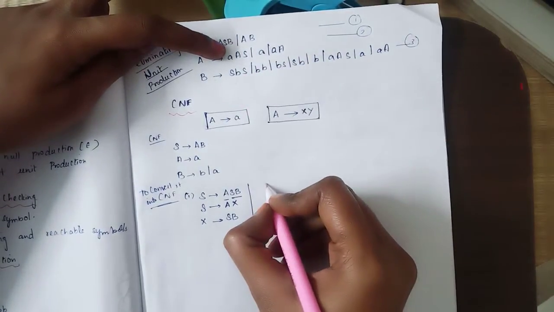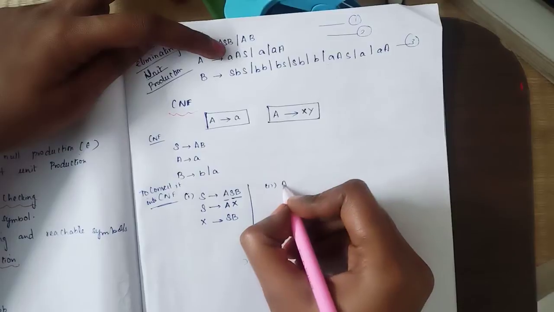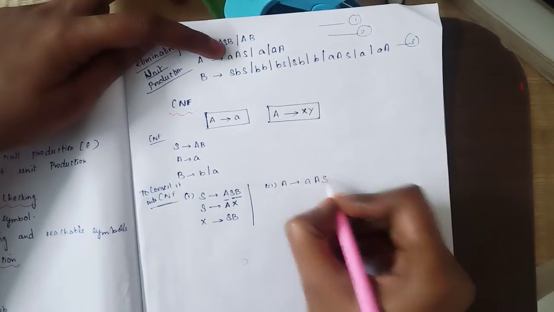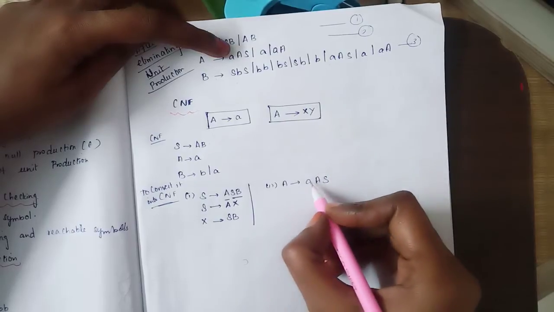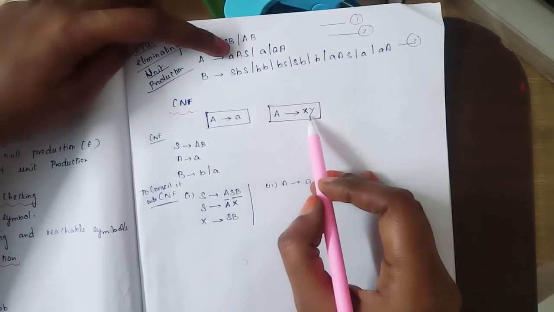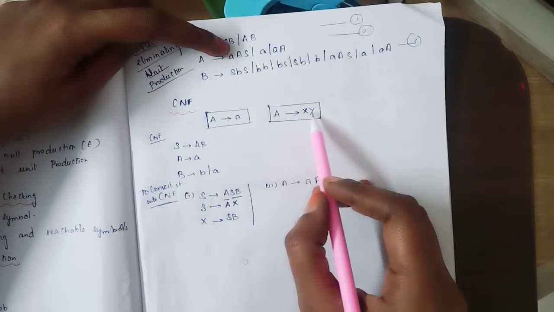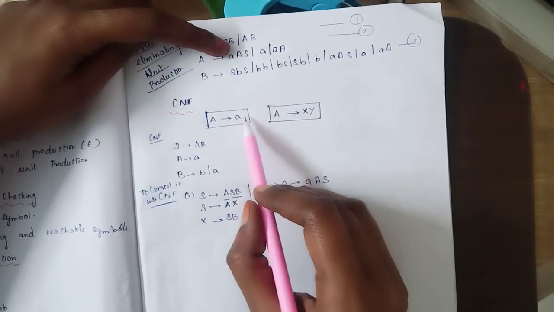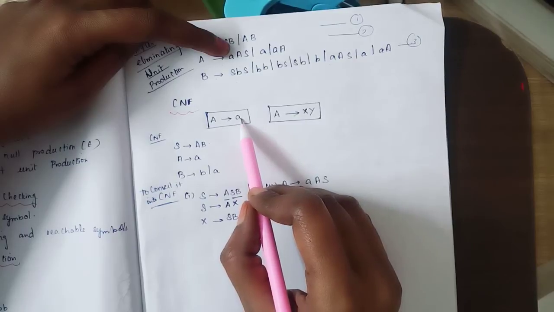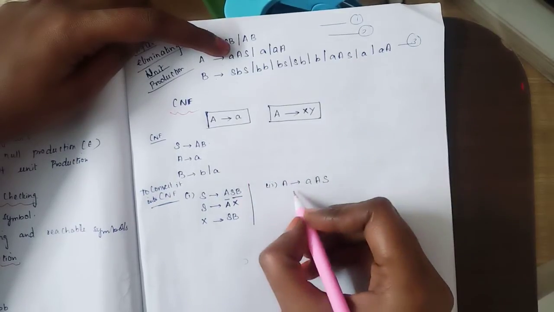After that we have A tends to AA. Yes, and A tends to AS. For this, the right-hand side of the grammar should be two non-terminals, or else a single terminal, but here it is not the case.